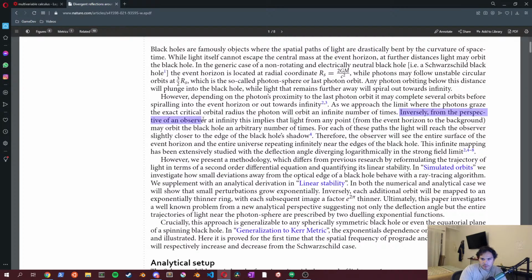Inversely, from the perspective of an observer at infinity, this implies that light from any point, from the event horizon to the background, may orbit the black hole an arbitrary number of times.